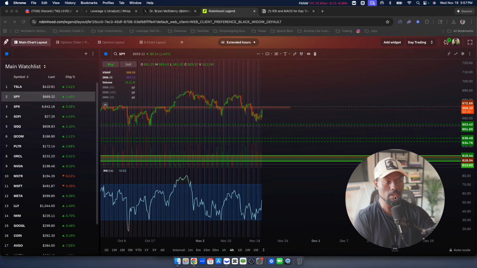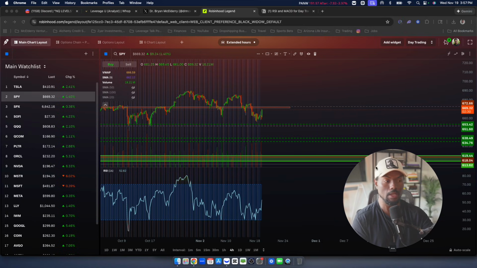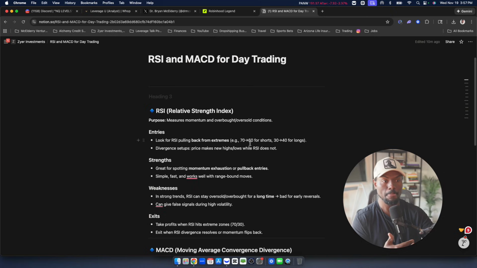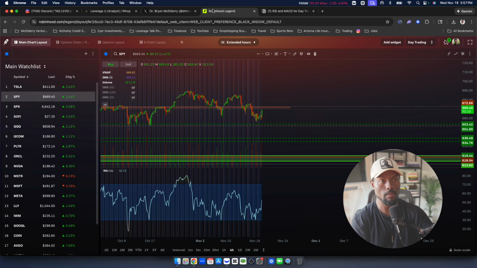Now I'm going to move myself over just a little bit. I want you to notice here on the right-hand side those numbers we were talking about. Let's go back real quick. If we look at RSI, do you see here when it gets above that 70 mark, 60 to 70, sometimes 80 plus, that is overbought?